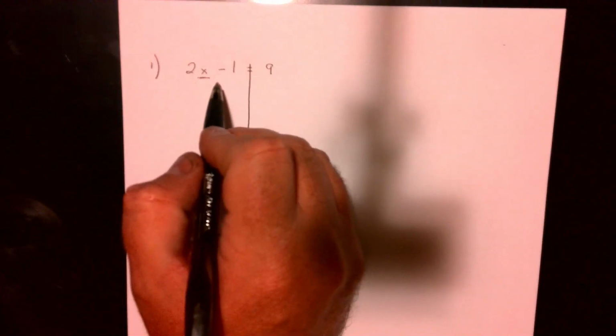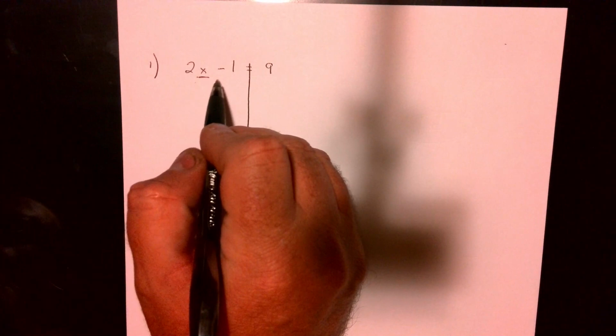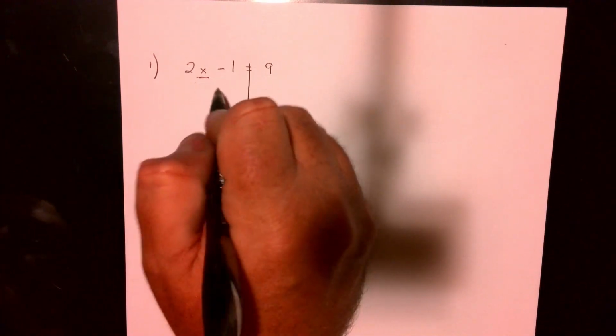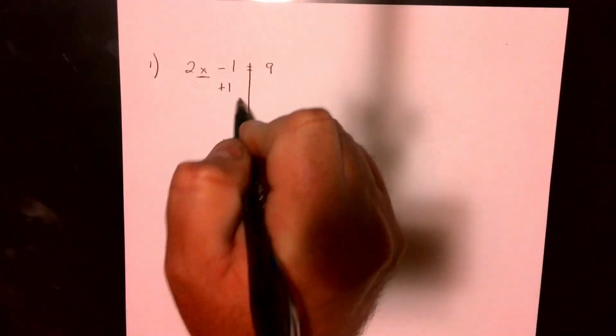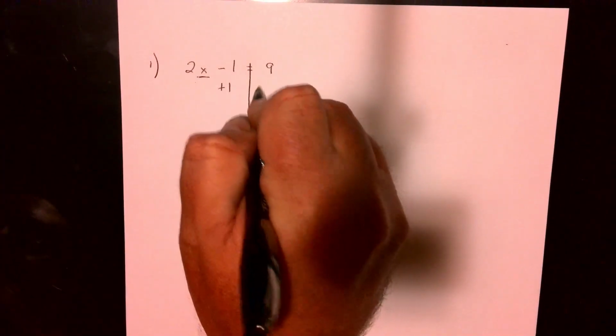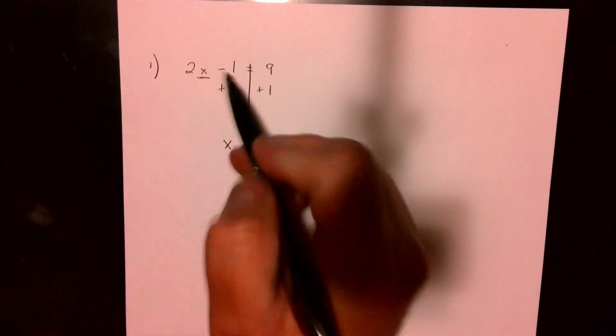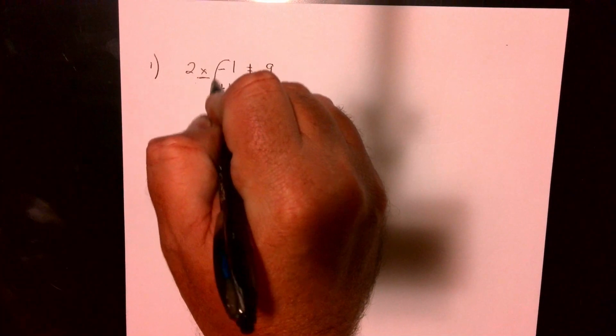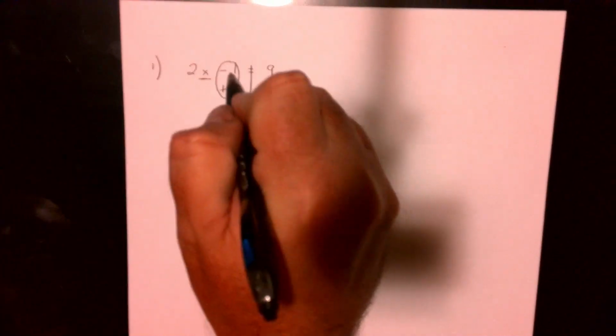And just like before, you want to read the problem that says 2x minus 1. The opposite of minus 1 or taking away 1 would be adding 1. So if I add 1 to this side, I need to add 1 to this side. We want these to be opposite, just like before, because these will cancel out. I'll make a big 0. They're gone.